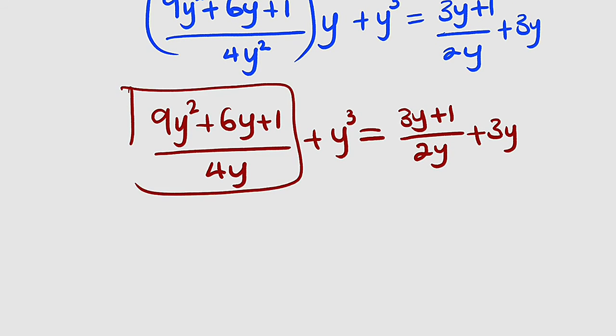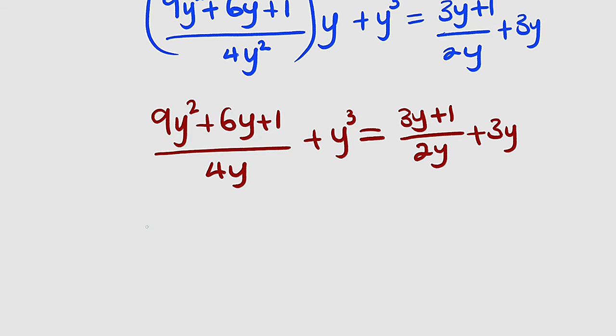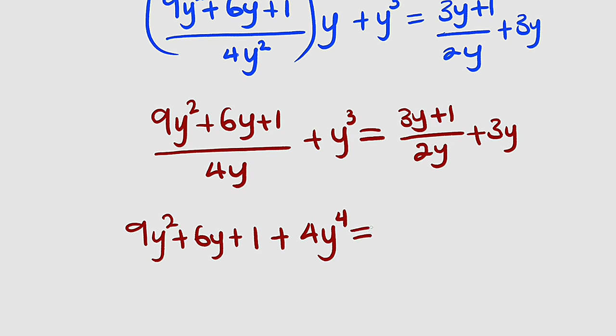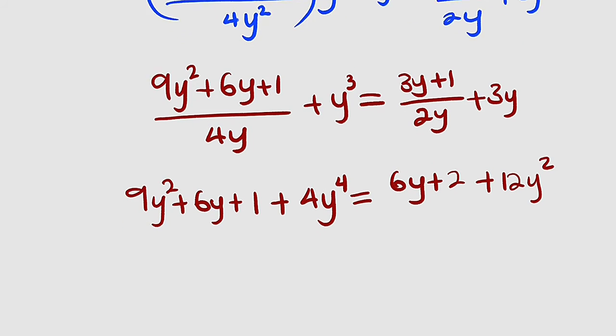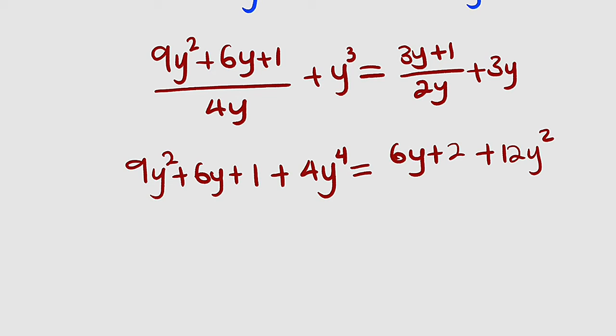If you multiply the first term by 4y, the fraction will go, leaving 9y squared plus 6y plus 1, then plus 4y to the 4th power, right? And to the right hand side, you know that 4y divided by 2y is 2, so you use the 2 to multiply the top. 2 times 3y is 6y plus 2 times 1 is 2. Then plus 4y times 3y is 12y squared. Now I would like to bring every single term to the left hand side. Let me start with this one.